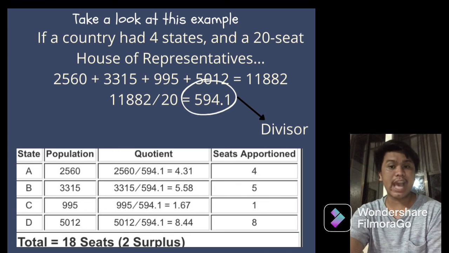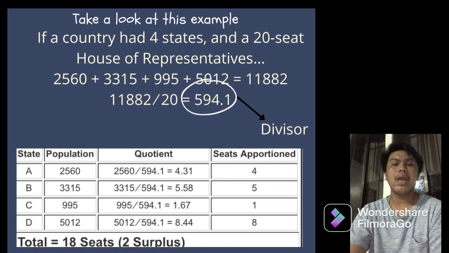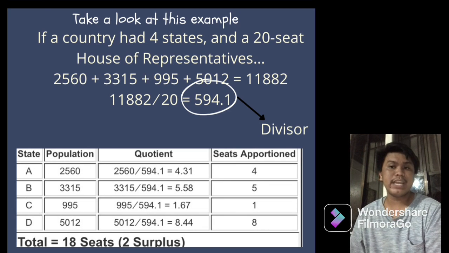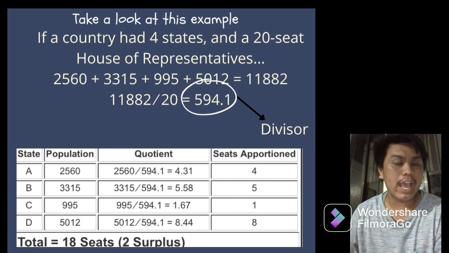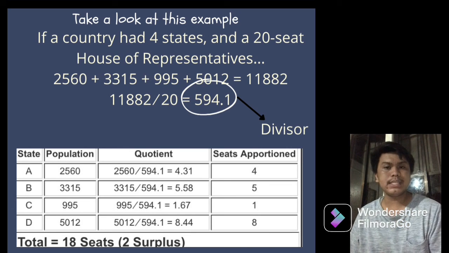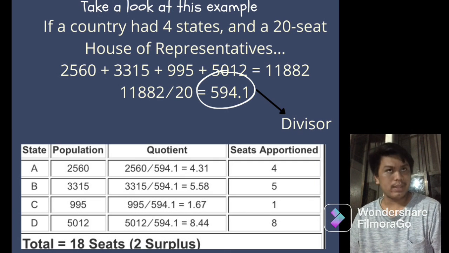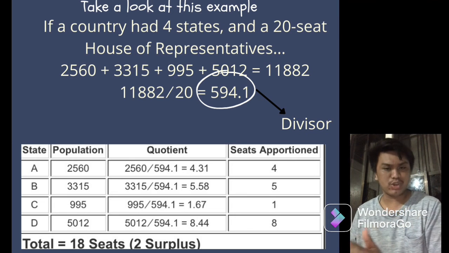So, para makuha natin yung standard divisor, kailangan lang natin i-add yung total number of population from state A to D. So that will be 2,560 plus 3,315 plus 995 plus 5,012. So state A to D, that will be equal to 11,882. So na-total na natin ang population. Now, what we are going to do? So there are 20 seats na available. So kaya 11,882 will be divided by 20. At makukuha na natin ang modified divisor na 594.1. At si 594.1 ang i-divide natin sa kada population ng isang state.